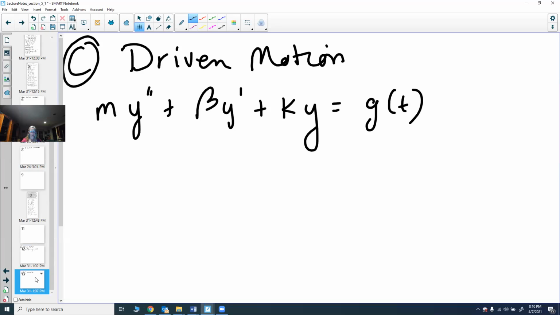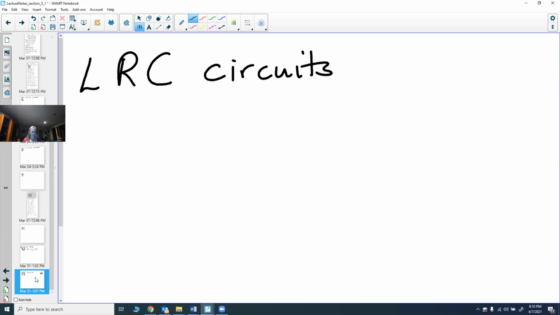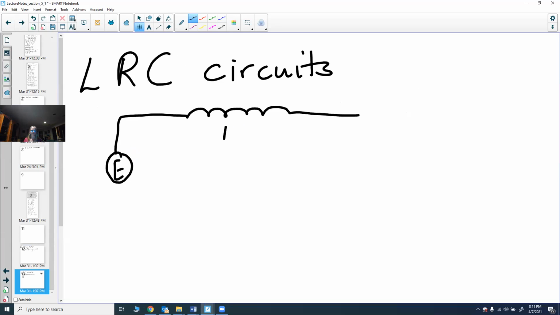The last thing I want to mention is the LRC circuit. If we happen to have a circuit, we can draw what that circuit looks like. We have a voltage source. So here's my voltage source. It would come along. We might go through an inductor. An inductor stores current. And then we might go through a resistor. And a resistor takes away some of the voltage through it. And then you might go through a capacitor. A capacitor stores charge.